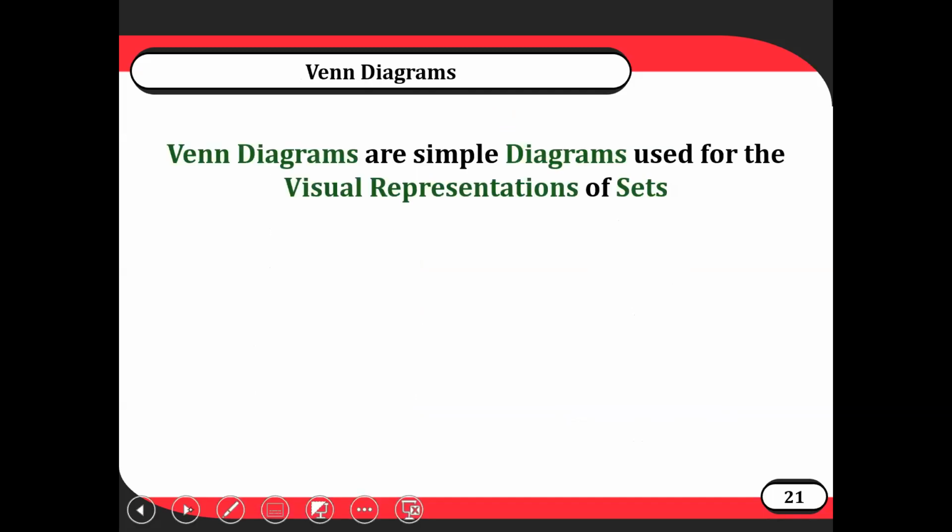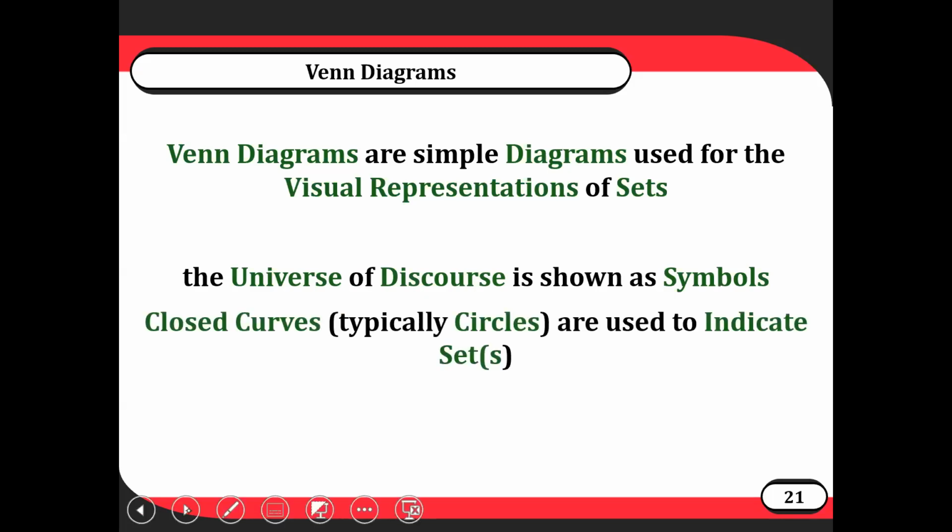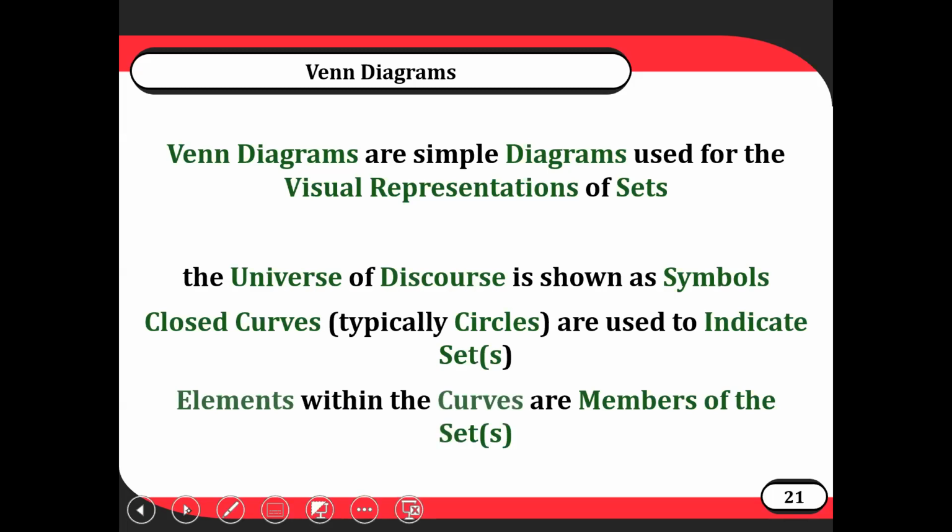Okay, Venn diagrams. Maybe you've seen or heard of them. Venn diagrams are rather simple diagrams that we can use for visual representations of sets. They are sort of limited because of how simple they are, but they can also be quite useful. The universe of discourse is shown as symbols written wherever we happen to be expressing our Venn diagram. And we use closed curves, typically circles, to indicate the sets. Elements within the circles or curves are members of those particular sets.